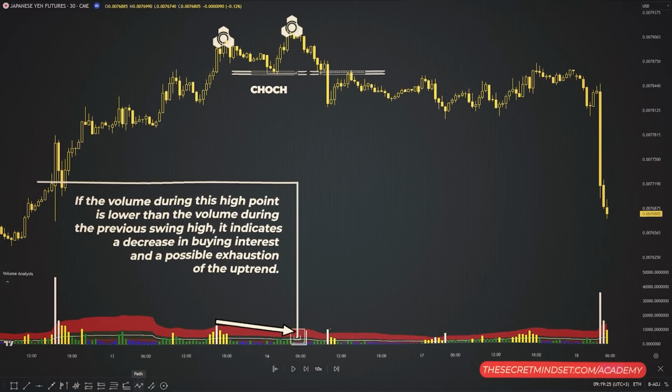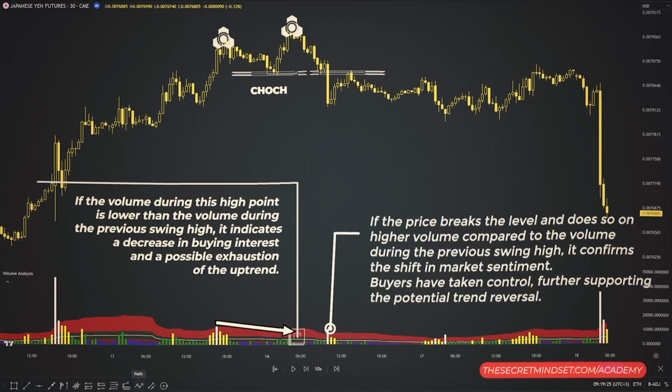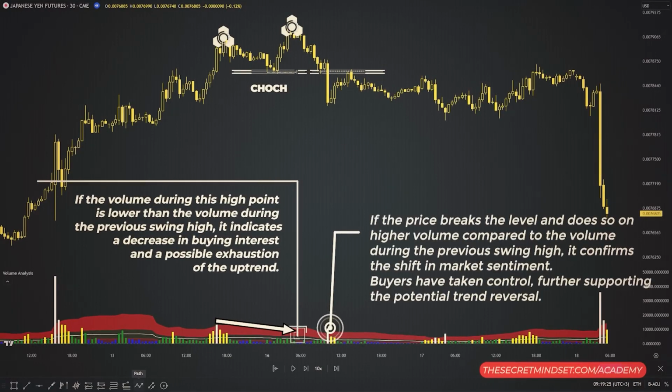However, the most crucial phase is when the price breaks below this previous major swing low. If the price breaks this level and does so on higher volume compared to the volume during the previous swing high, it confirms the shift in the market sentiment. Sellers have taken control, further supporting the potential trend reversal.